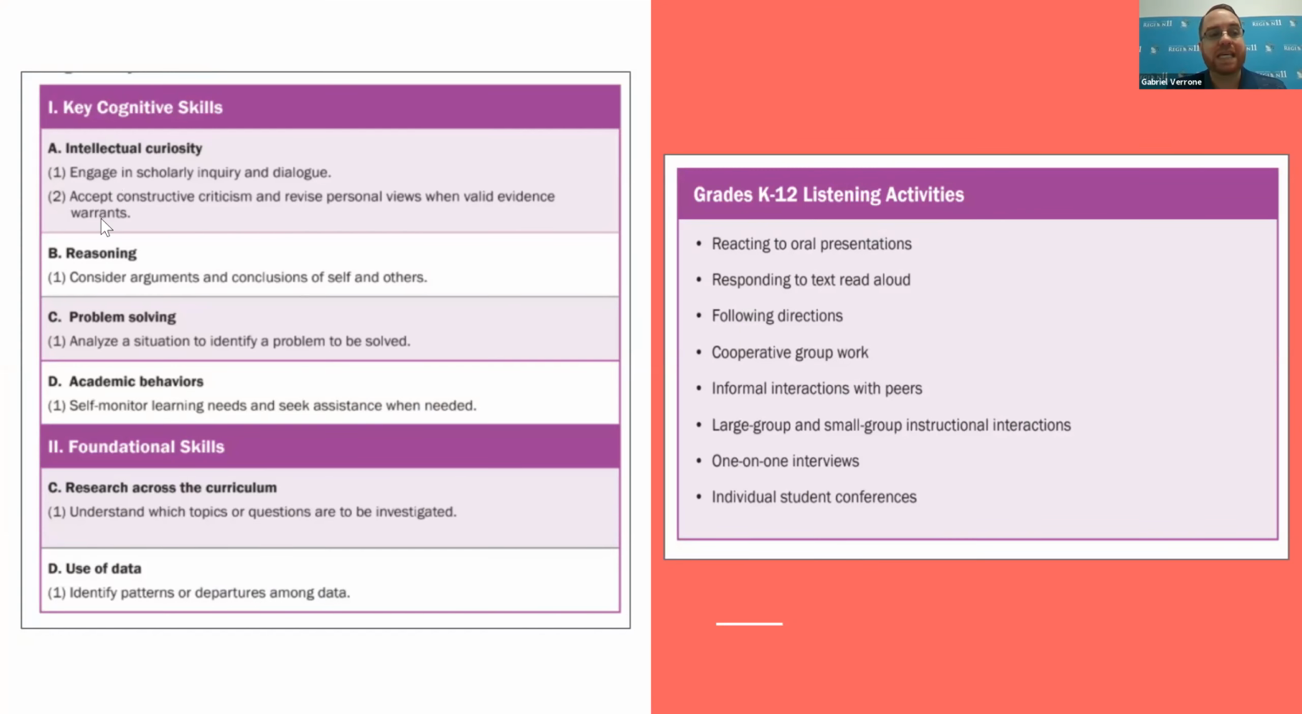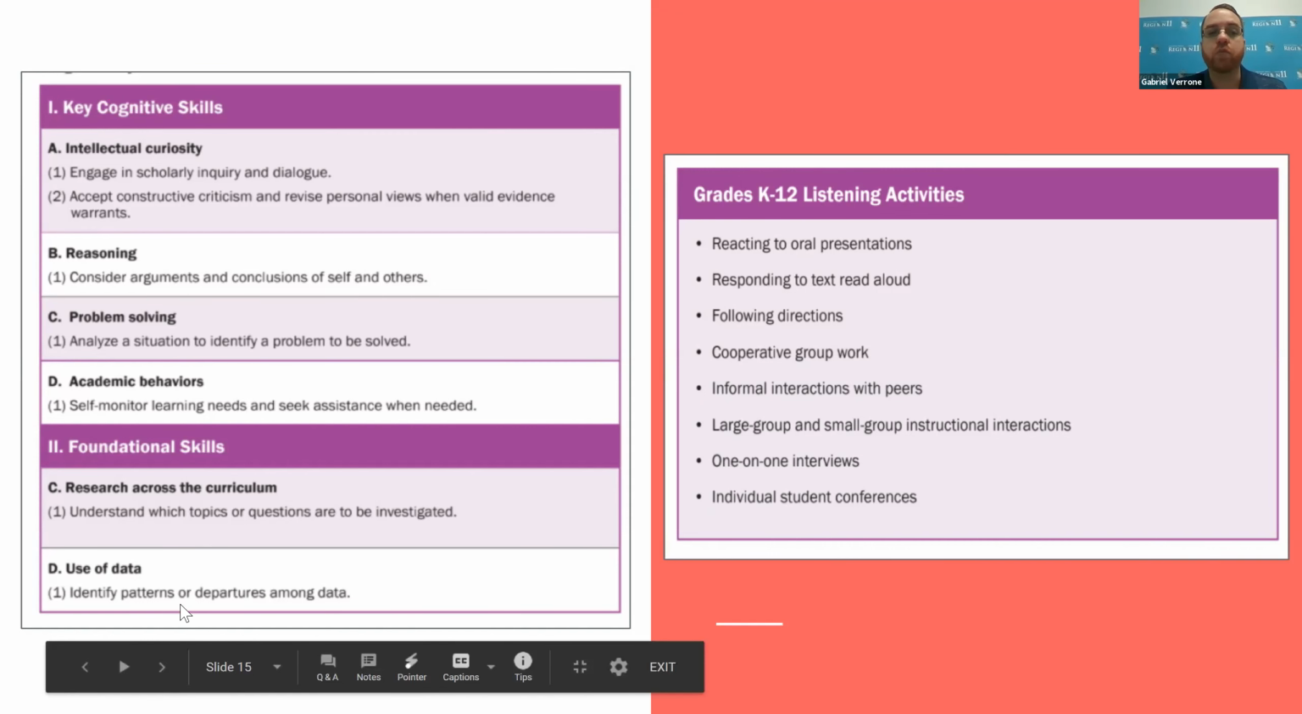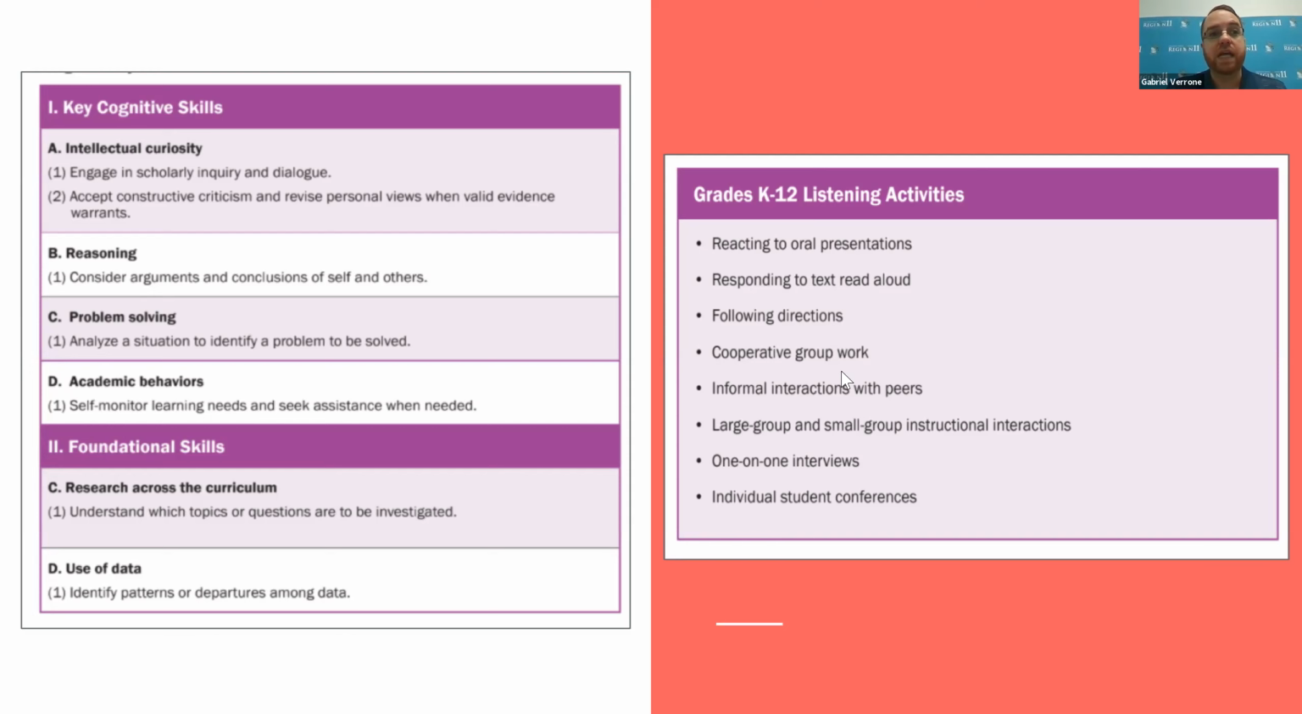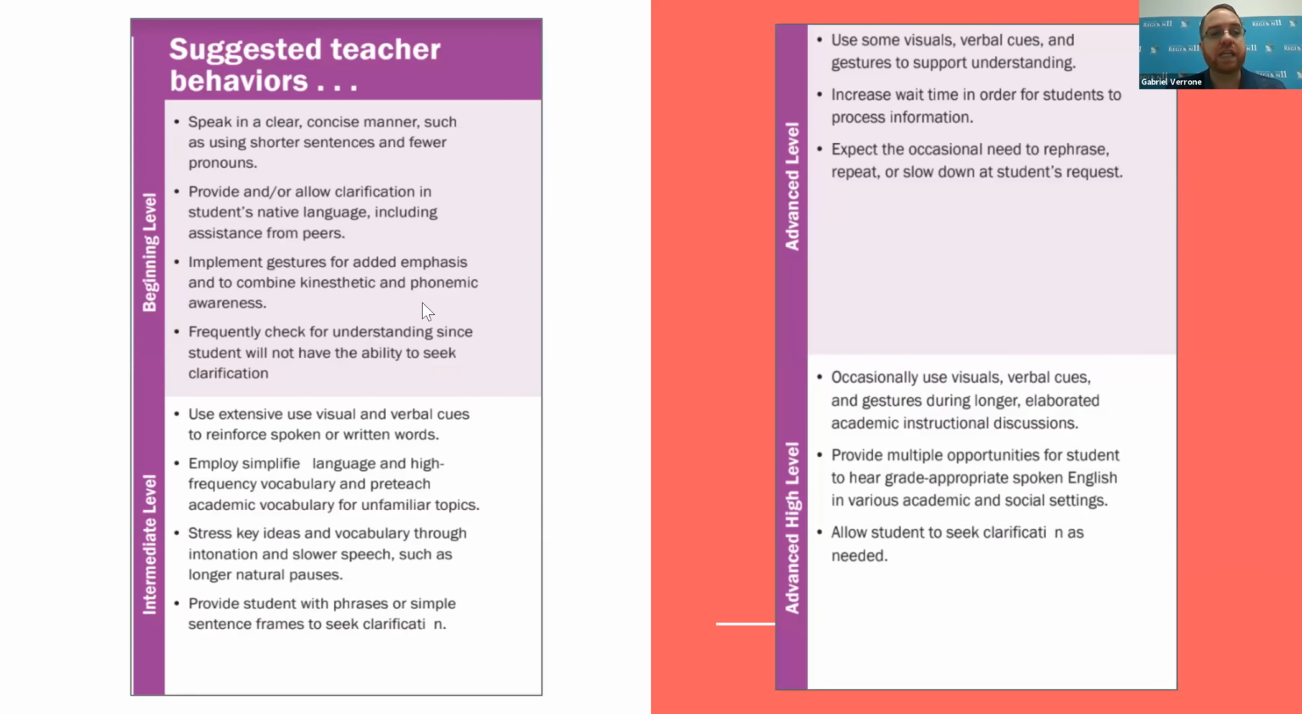And then, as I said, right? It has the key cognitive skills that go with these activities, right? And then it has the foundational skills of research across the curriculum and use of data and all that good stuff. So in addition to a bullet list of listening activities, and again, this is not an exclusive or exhaustive list, but it gives you the easiest and most usable best practices. But then it actually goes and gives you suggested teacher behaviors to help students at the beginning level in listening, the intermediate level, and so on up the rung. And it does this for every modality.